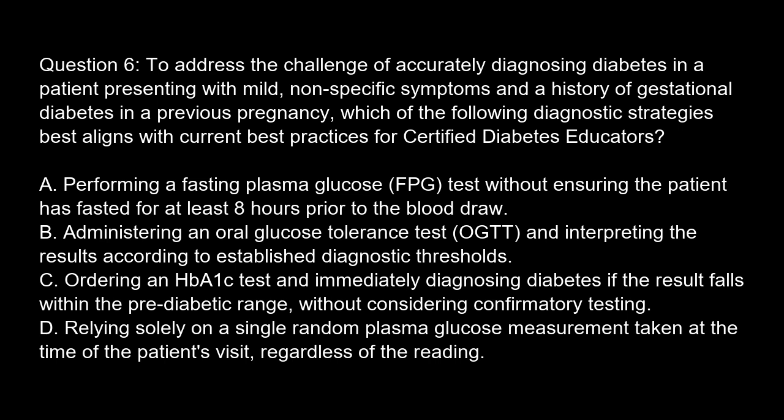Performing a fasting plasma glucose (FPG) test without ensuring the patient has fasted for at least 8 hours prior to the blood draw. Option B. Administering an oral glucose tolerance test (OGTT) and interpreting the results according to established diagnostic thresholds. Option C. Ordering an HbA1c test and immediately diagnosing diabetes if the result falls within the pre-diabetic range, without considering confirmatory testing. Option D. Relying solely on a single random plasma glucose measurement taken at the time of the patient's visit, regardless of the reading.